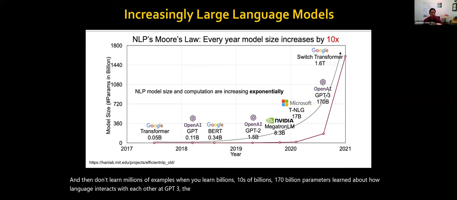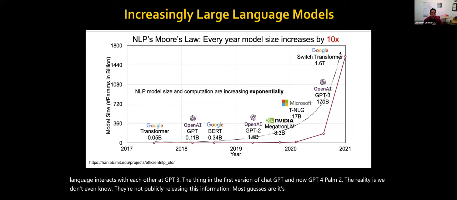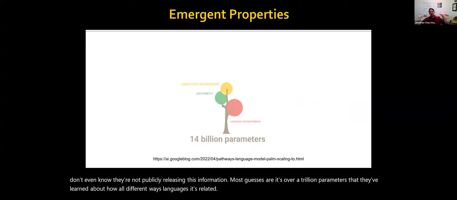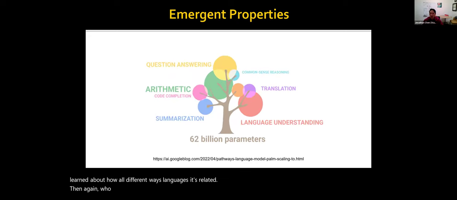the thing in the first version of ChatGPT, and now GPT-4, Palm 2. The reality is we don't even know because they're not publicly releasing this information. Most guesses are it's over a trillion parameters that they've learned about how all different ways language is interrelated. Then again, who cares? Bigger doesn't necessarily mean better.